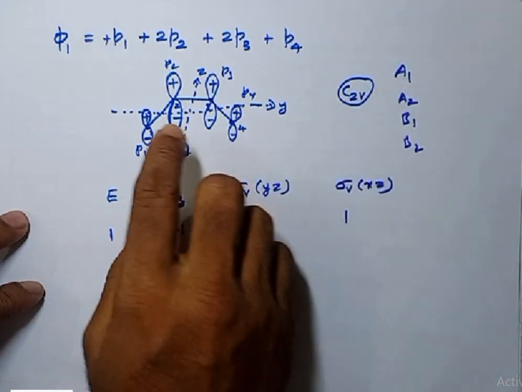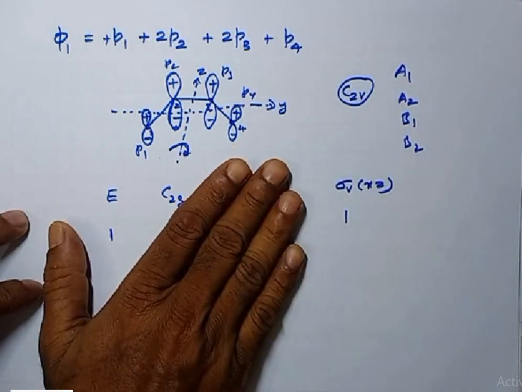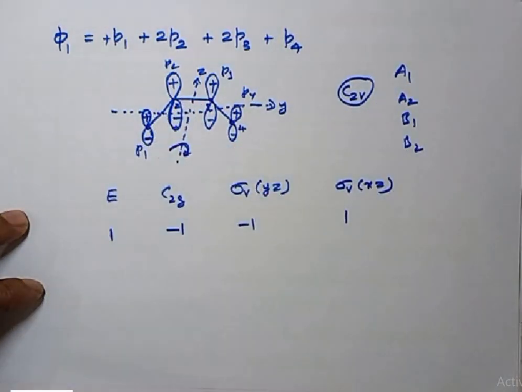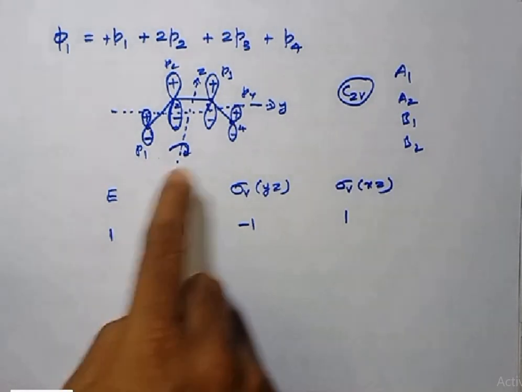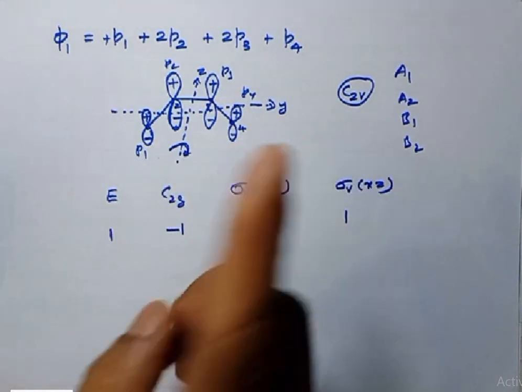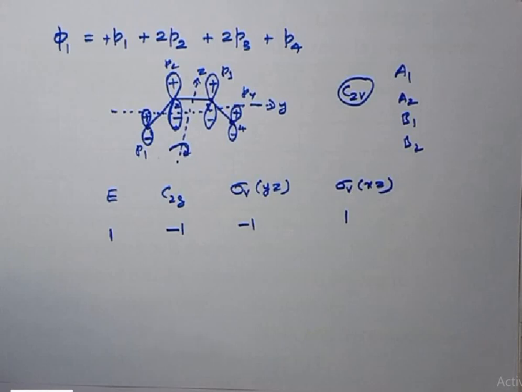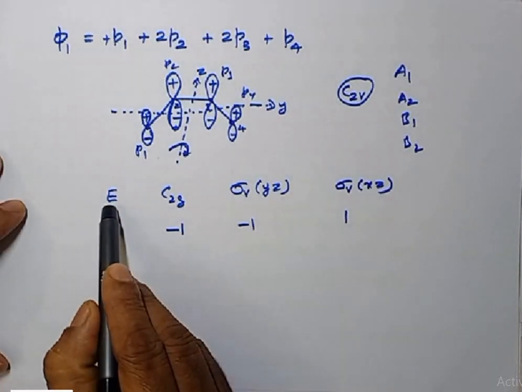Now what I'm going to do? You carry out the operations of C2V point group in this molecular orbital, and check whether the sign of the wave function or the sign of the lobes changes or not. If the sign changes, you give -1. If the sign remains as such, give +1. That's the idea.